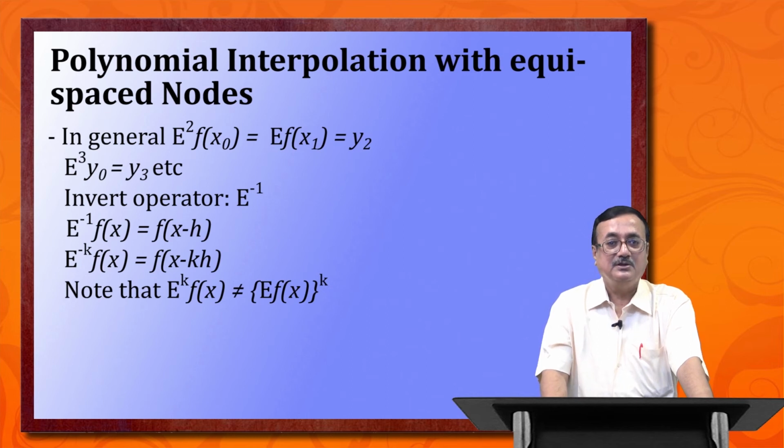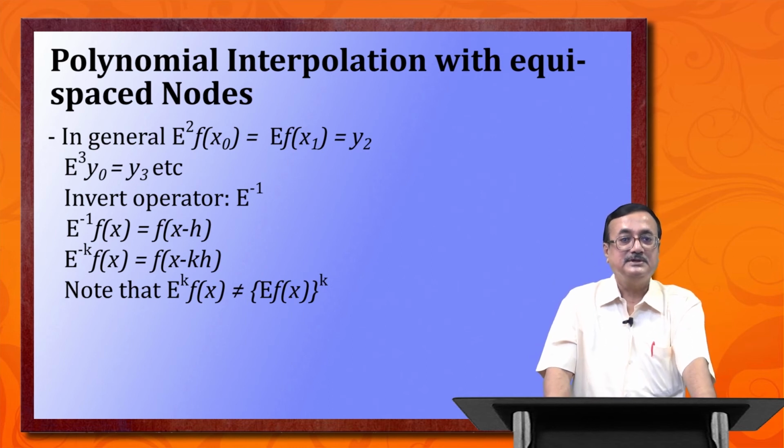So note that E2, that is its square, gives us f(x plus 2h). Similarly, E cube gives us f(x plus 3h), while E to the power k, where k is a real positive constant, will give us f(x plus kh). Thus, E2 of f(x0) is y2, E3 of y0 is y3, etc.